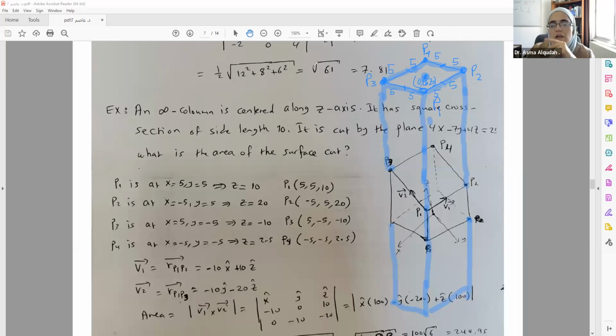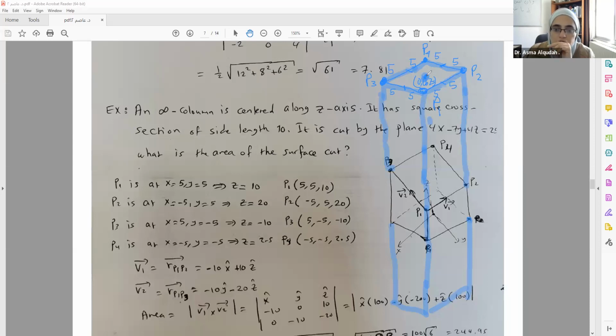Now the question is telling me that there is a plane. Before talking about the plane, let's find the coordinates of these points. Let's come to point P3. What are the coordinates of P3? We start here, at 0, 0, z.